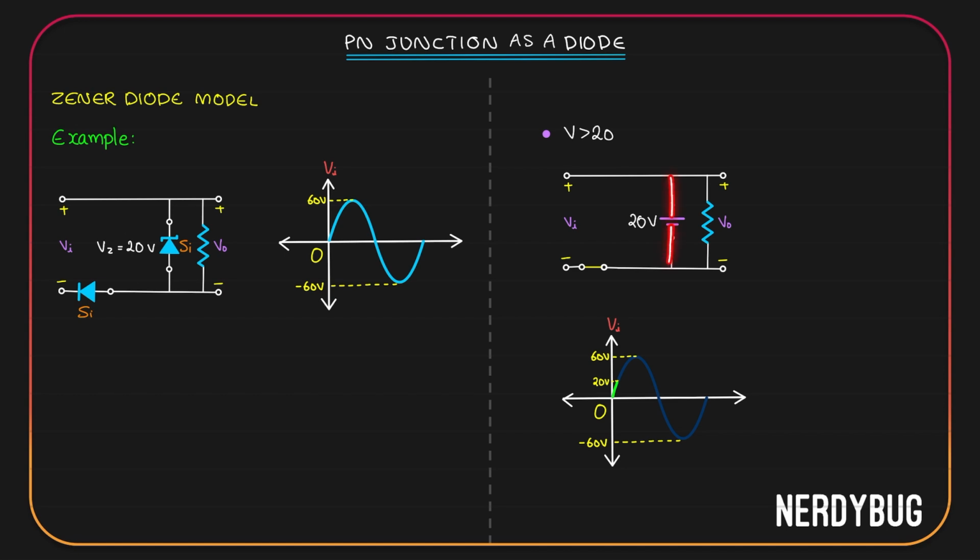Now we have a 20 volt here and the output is taken exactly across it. So whatever is the input, output is going to be 20 volt. We can plot it in the graph like this.